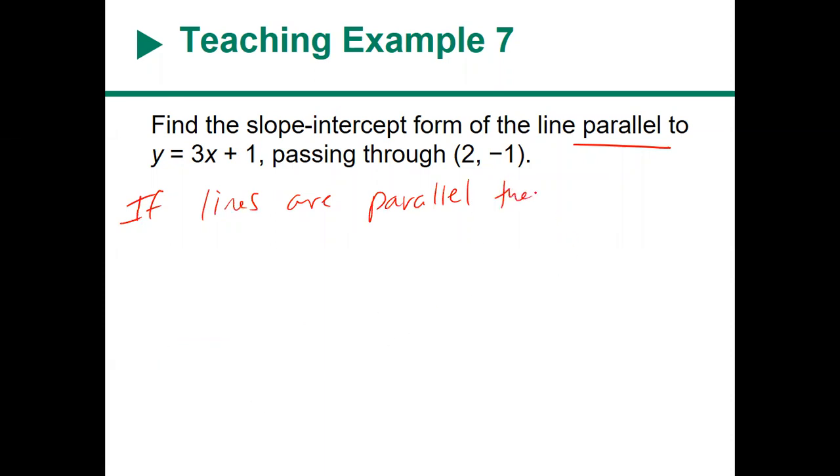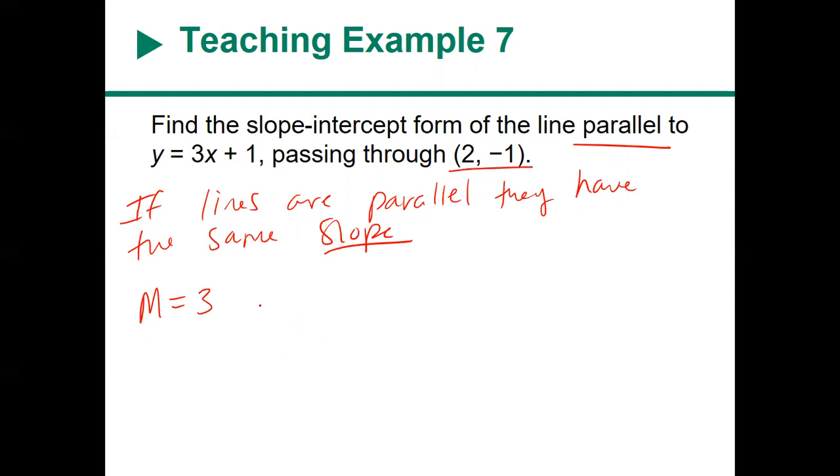Parallel, they have the same slope. Do y'all remember that? Okay, so if lines are parallel, then they have the same slope. So if I'm looking for a line parallel to y equals 3x plus 1, that means that the slope has to be what? 3. The slope has to be 3. Because if it's not 3, then would they be parallel? No. Okay, so I know my m and I'm given my point.